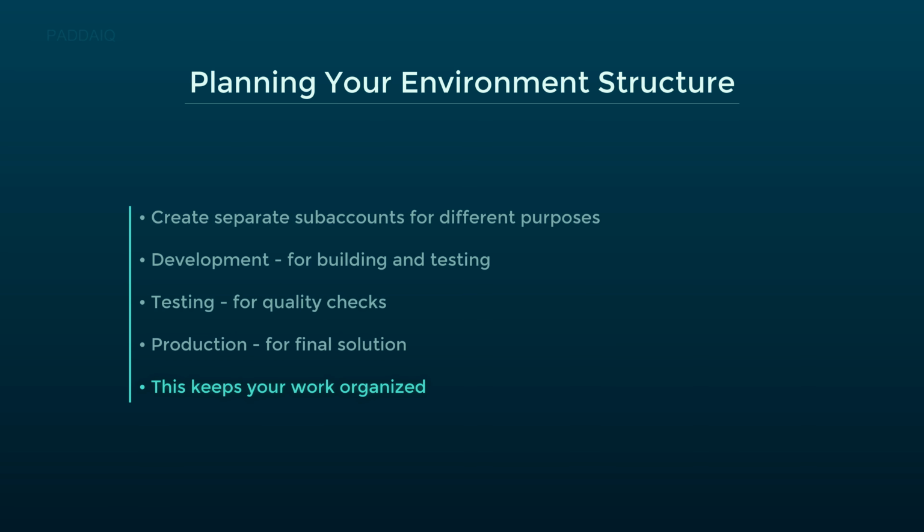This keeps your work organized. It means grouping your applications and data logically so you can easily find and manage them. For instance, keep development projects separate from production systems. This structure helps prevent confusion and errors, ensuring a smoother workflow. Maintaining this organization is key for efficient project management.